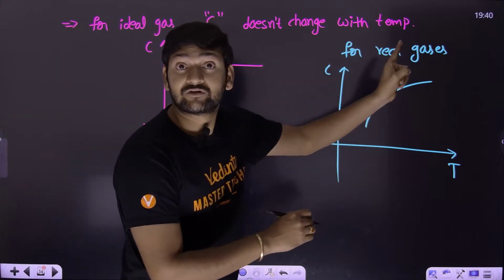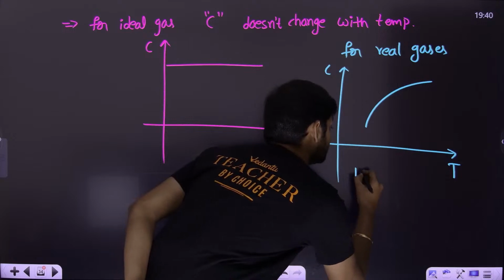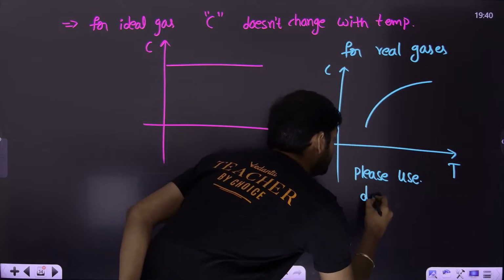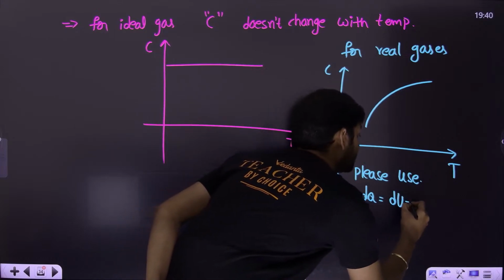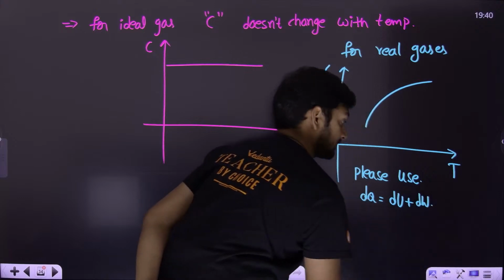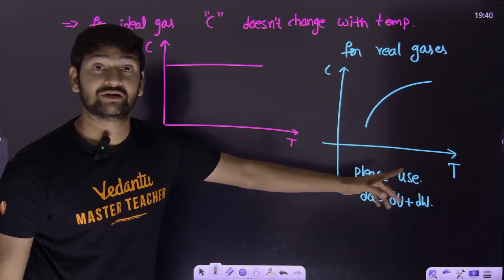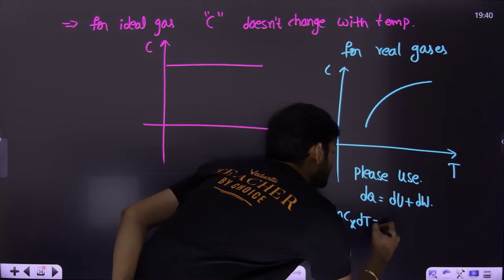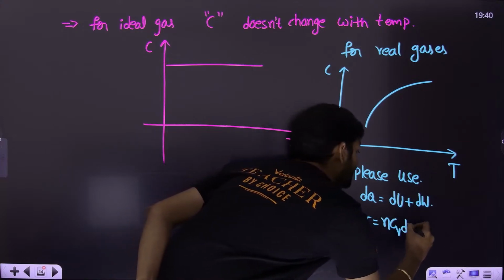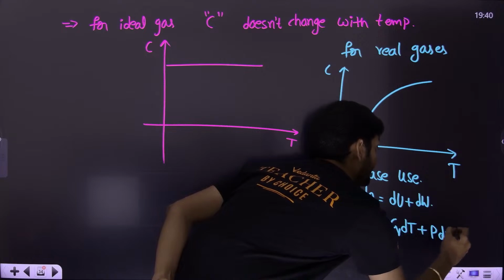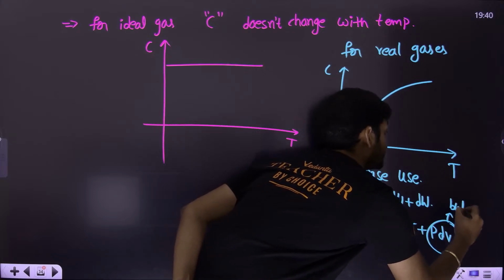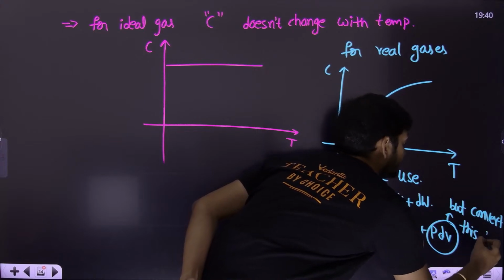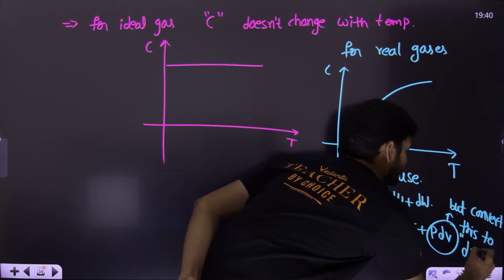Look, whenever you have to find it in these situations, please use dq is equal to du plus dw. What is dq? n C dT. What is du? n Cv dT. What is dw? PdV. But we have to convert this to dT. How to do the conversion?